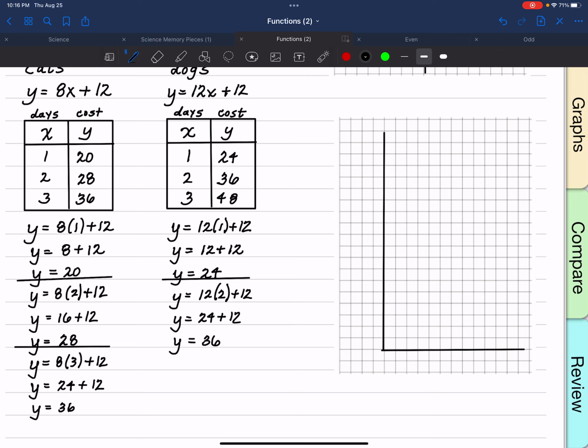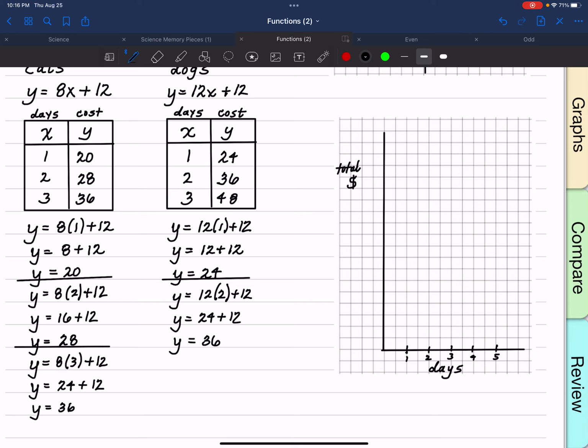So the decision that has to be made, the choice that you have is how many days you want to board your pets. And that's an independent variable. You decide how many days. You can do it for 1. You can do it for 2. You can do for as many as you want. And depending on how many days you choose, you will have to pay some money, total cost. And this is ranging anywhere from 20 to 48, given the values that we have.